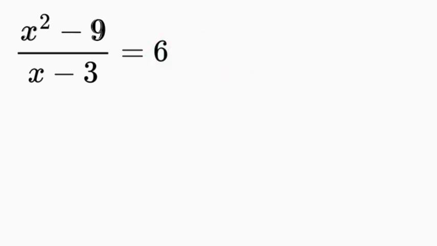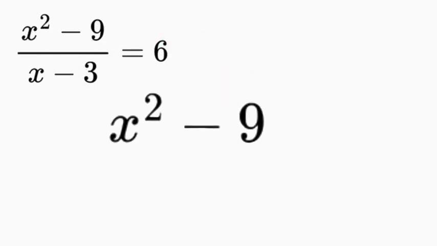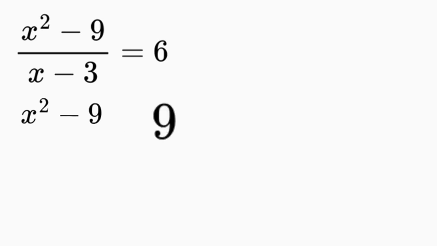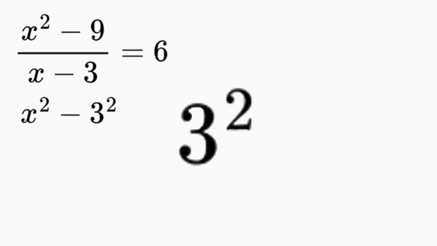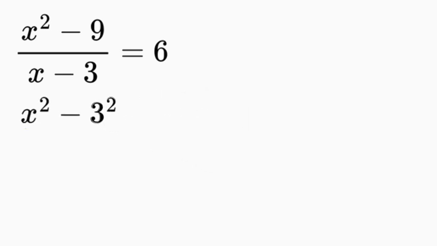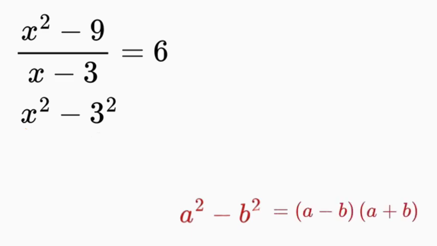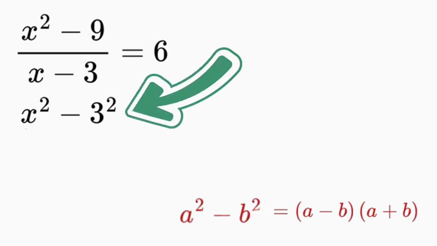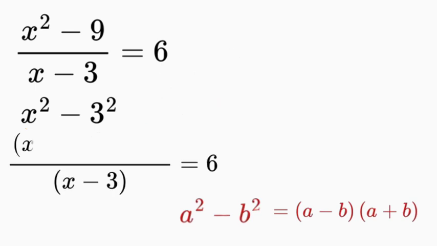The numerator is x squared minus 9. This should look familiar because 9 is 3 squared, right? That means the numerator is of the form a squared minus b squared, or the difference of squares pattern, which we know is equal to a minus b times a plus b. Using this idea, x squared minus 9 can be rewritten as the product of x minus 3 and x plus 3.